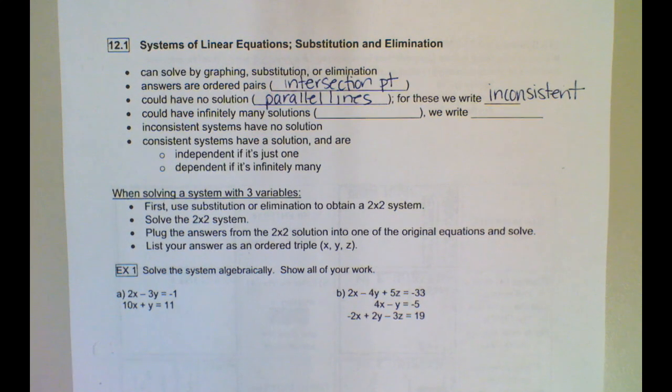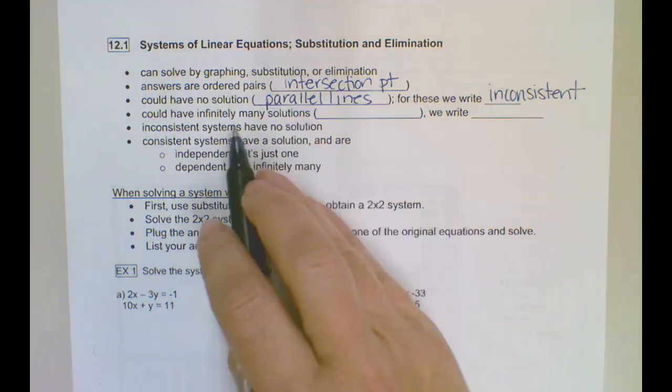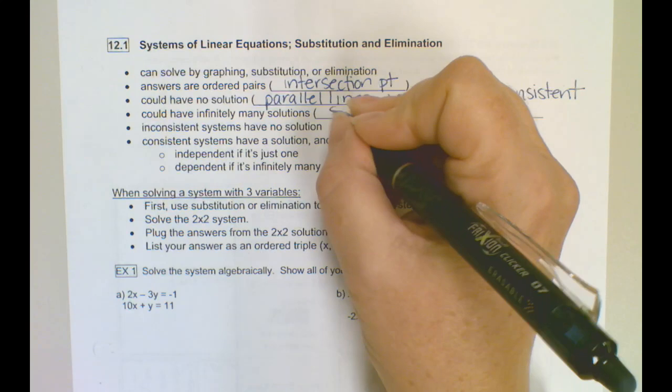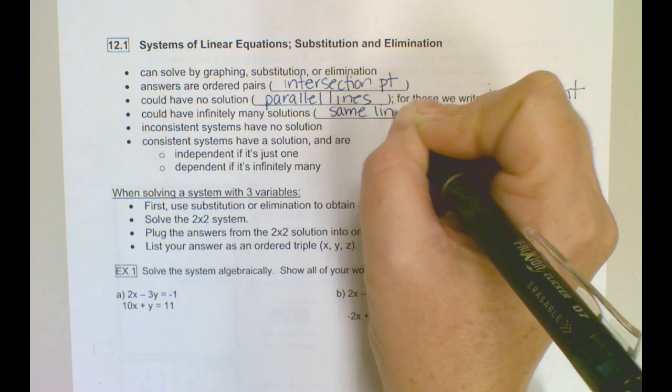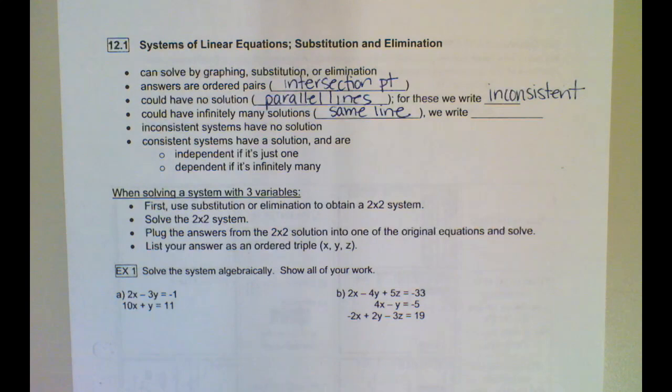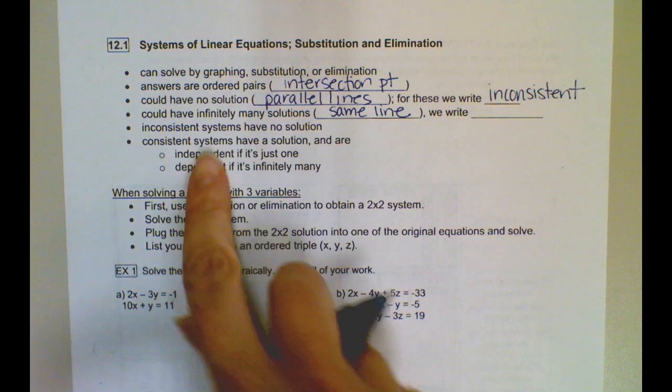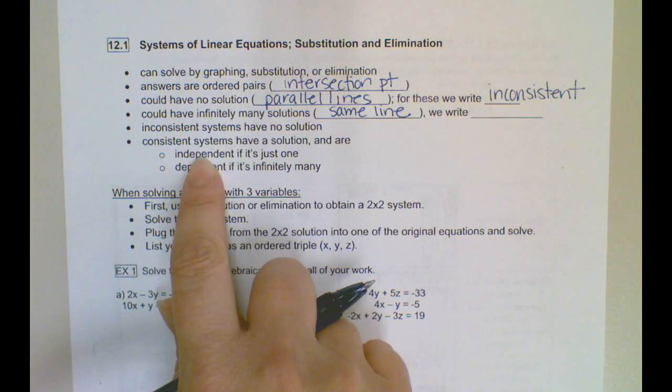So the answer is either an ordered pair, or when we get to 3x3s, an ordered triple, or you say no solution, or we're going to have some that are infinitely many solutions. That's the answer. When it asks you to classify it, that is going to be consistent, inconsistent, and it could have infinitely many solutions. On the graph, that would be if the two equations produce the same line. Those are consistent systems. I've got that written down here.